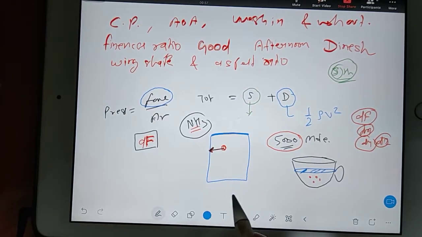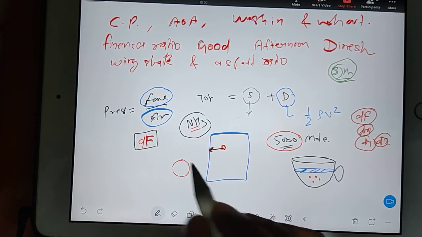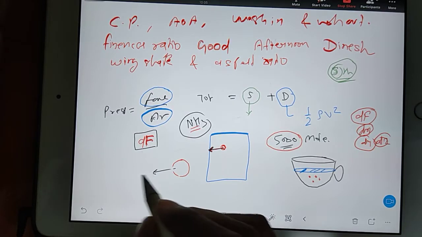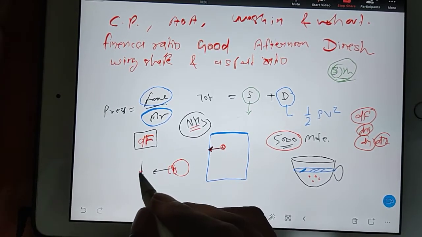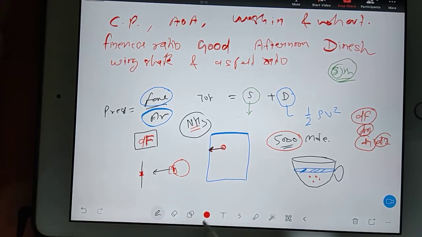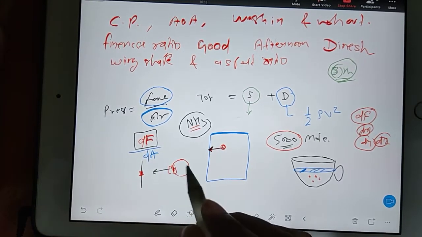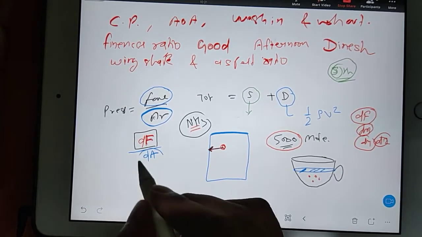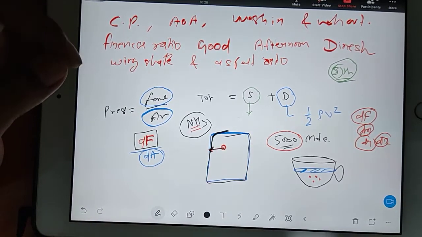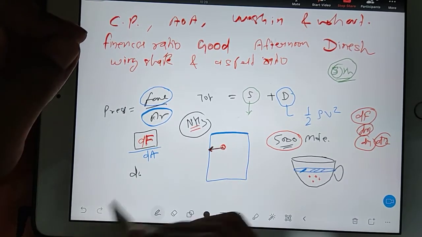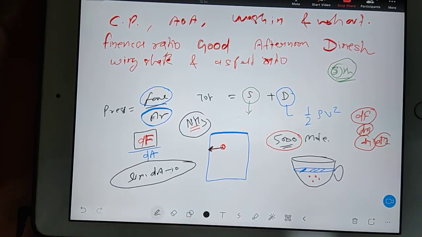Now the next question: which area are we targeting? If this is the molecule and it is going and hitting the wall, then only this much area will be in contact with the molecule. You can see the area is very, very small, so that area I will also call dA. But here you have to mention one point: this dA is very, very small compared to the entire area of the chamber. So limit dA tends to zero. This will be your mathematical condition.